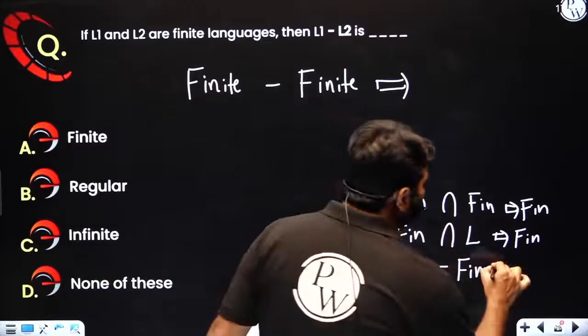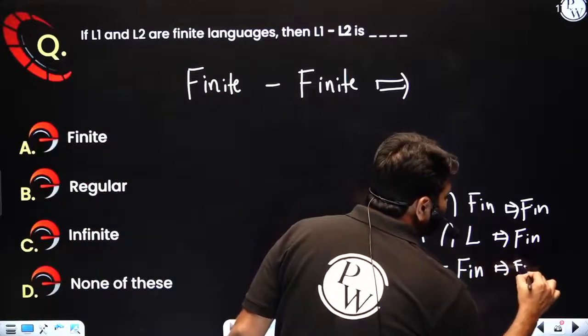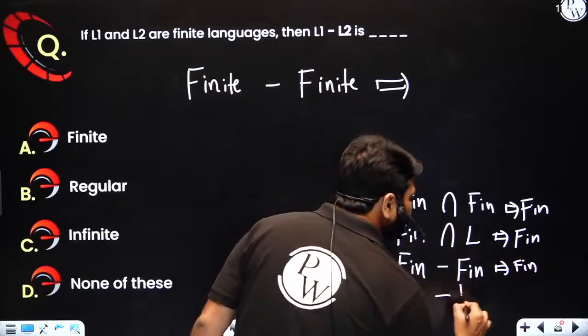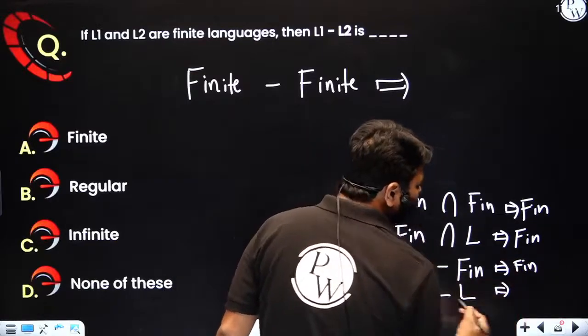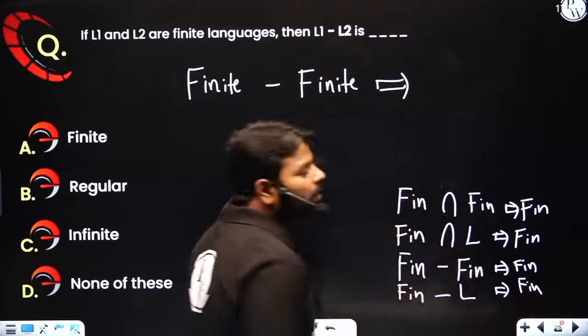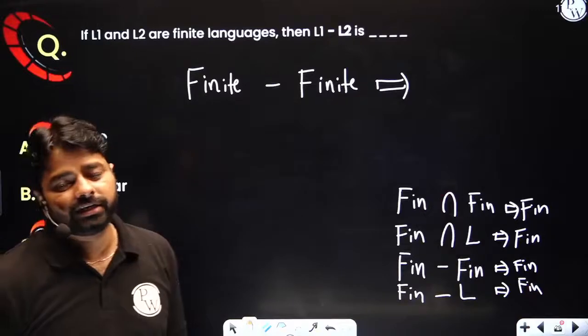That is always finite. Not only this, from this finite set, you delete any language or you do the set difference with any language, you will again get finite. So these two properties are very interesting: intersection and set difference.